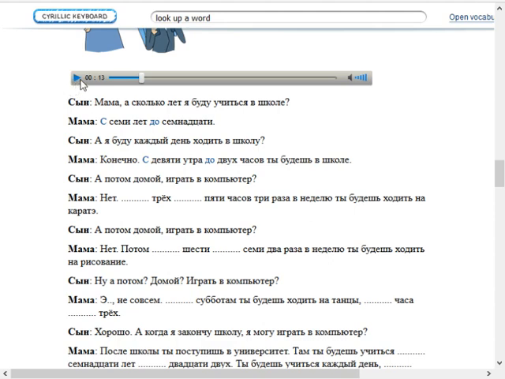school. А потом домой играть в компьютер?